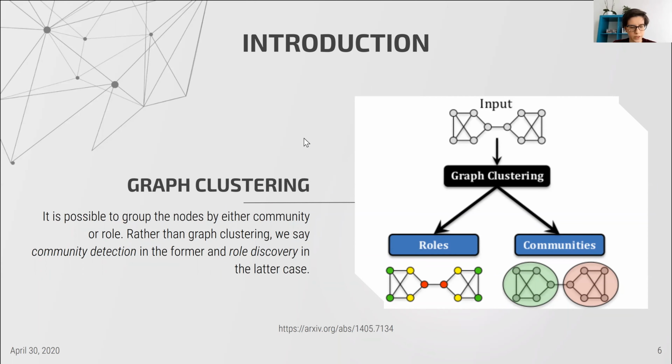Then we have the problem of graph clustering that, according to this dualism between communities and roles, can take two different forms. So on the one hand, we have community detection, and on the other hand, role discovery. But formally, they are the same problem of dividing nodes into groups according to some criteria. What changes is the objective.